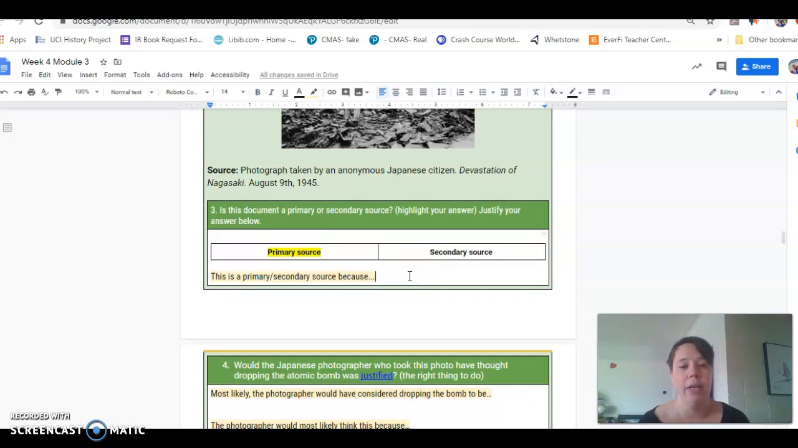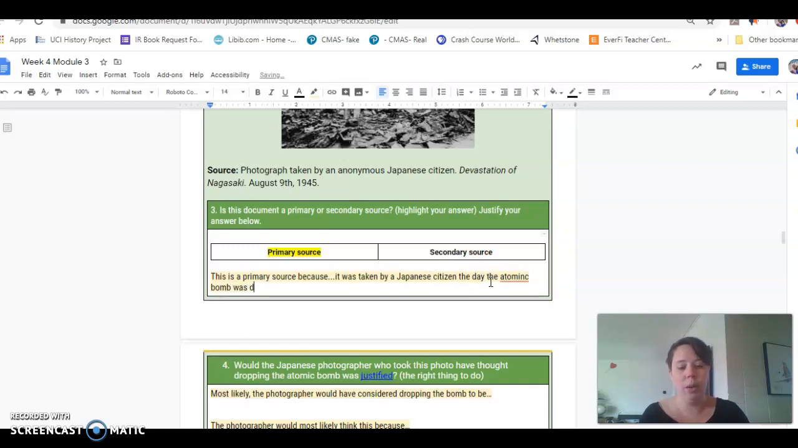This is a primary source because it was taken by a Japanese citizen the day the atomic bomb was dropped on their city.